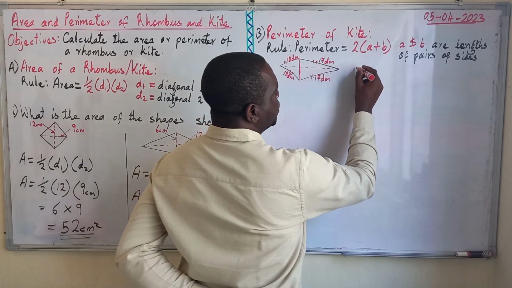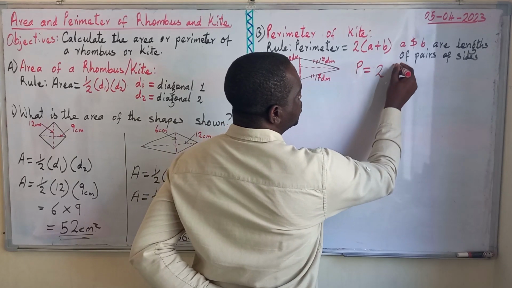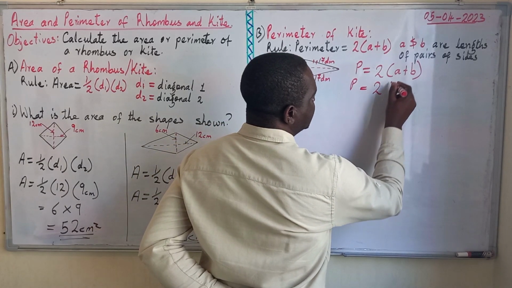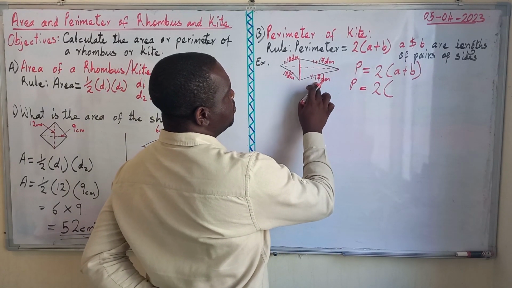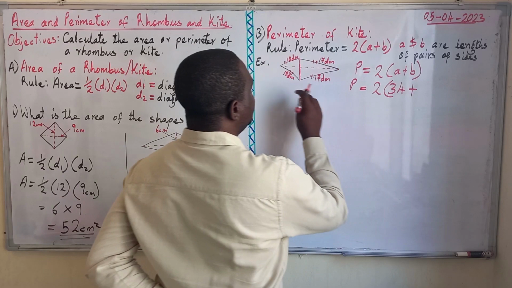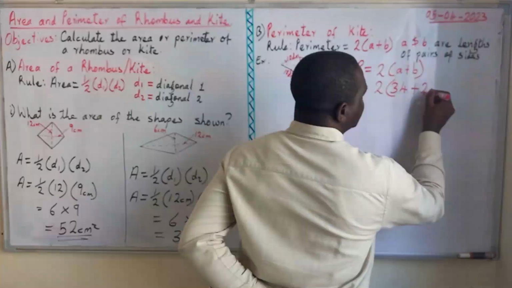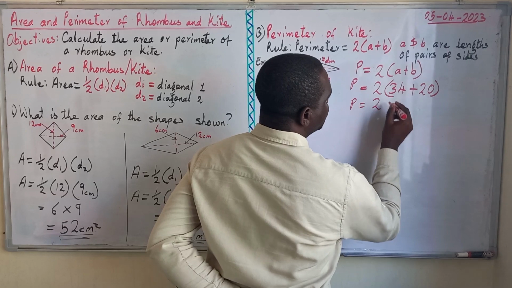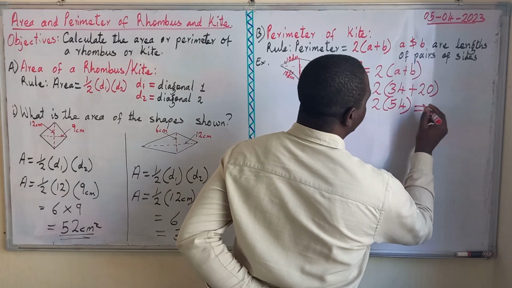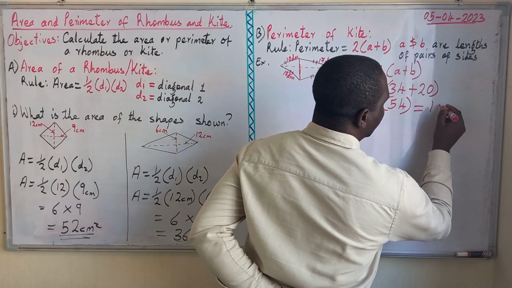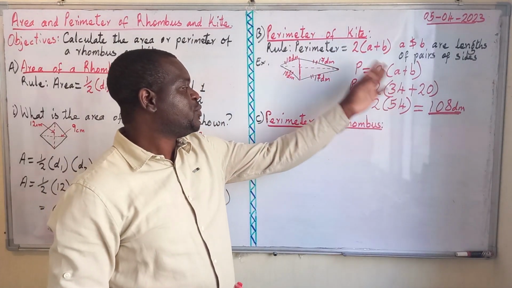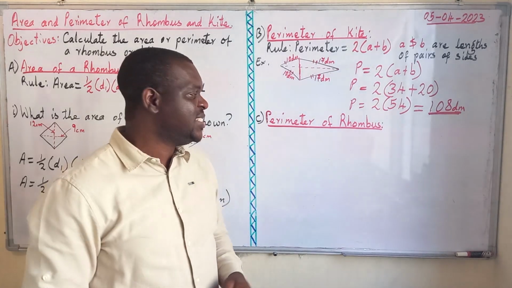If we want to apply the rule here, P will be equal to 2 into A plus B. And we know 2 will stand. A will be 17 plus 17, which is going to give us 34, plus B, which is 10 plus 10, 20. P will be equal to 2 into 34 plus 20, 54. And 54 times 2 will give us a total of 108 decimeters. That is our perimeter.